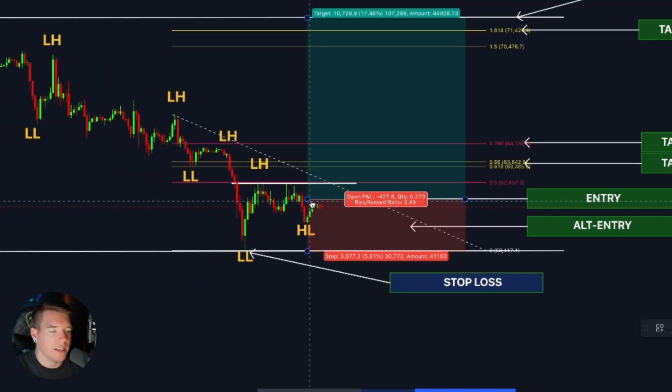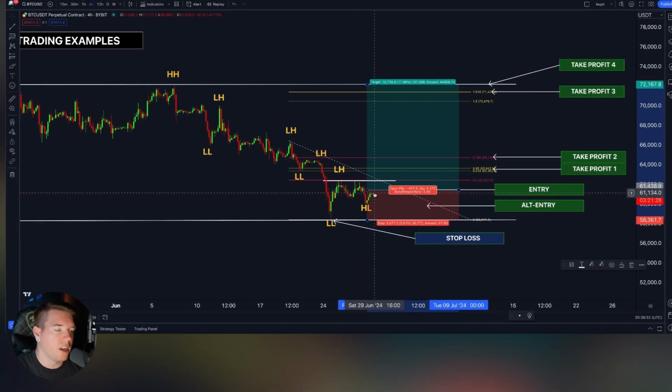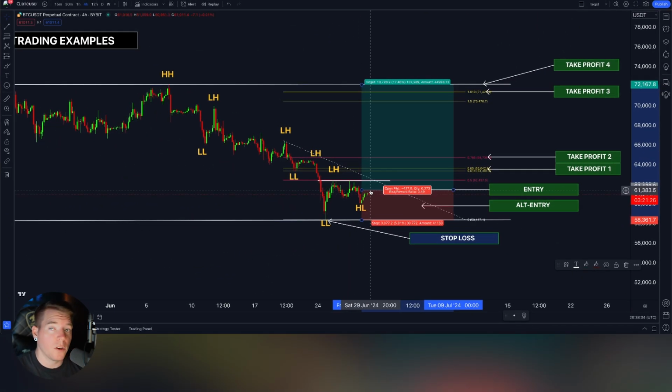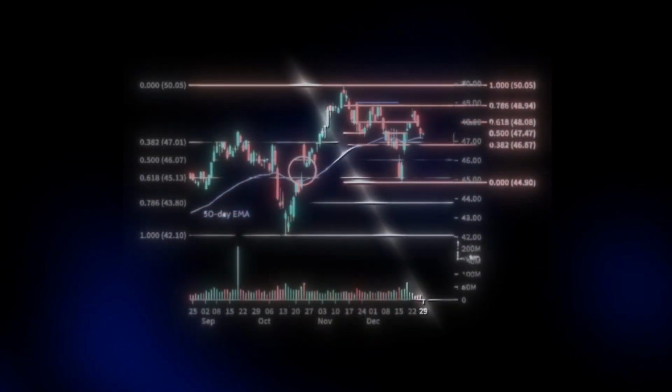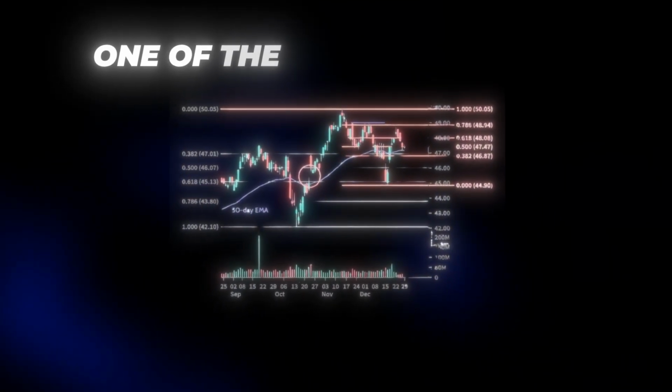And here you see the first entry is not reached in that case, so I would be waiting and sitting on my hands until I reach that level with a confirmed 4-hourly close, and then enter into this position with the potential upside target here of 17.46%.